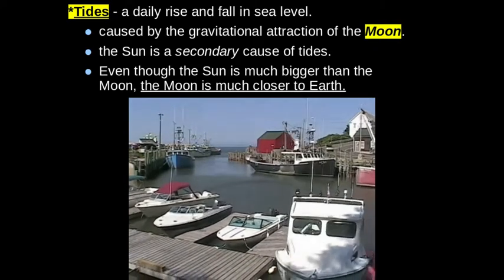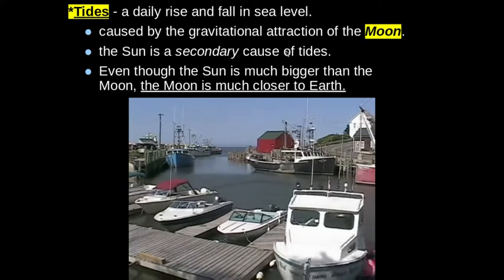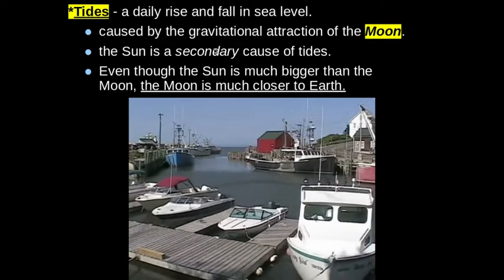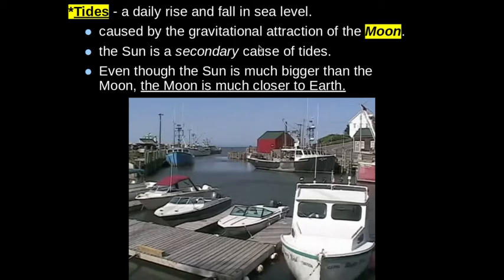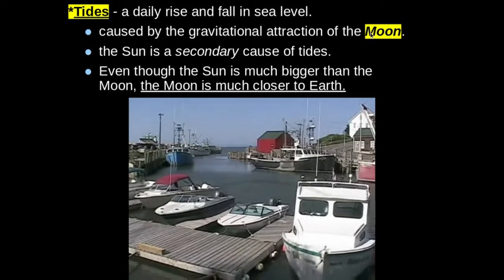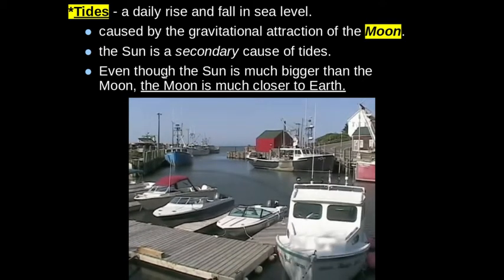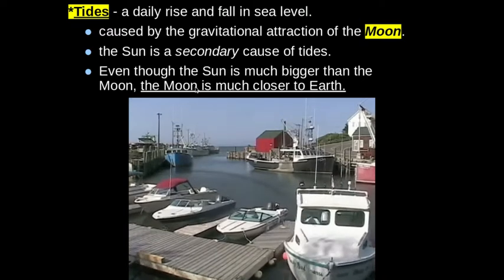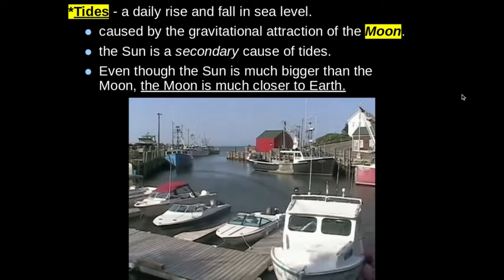All right. So the moon is a primary cause of the tides, and the sun, even though it's so far away, is so massive that it does also have an effect on our tides as well, but not as much as the moon. All right. So even though the sun is so much bigger, the moon is so much closer to the Earth that it does have more of an effect.